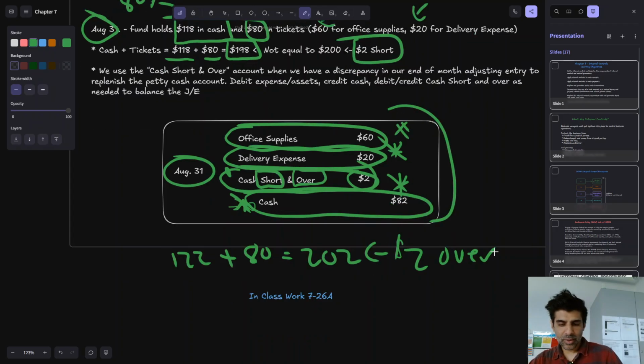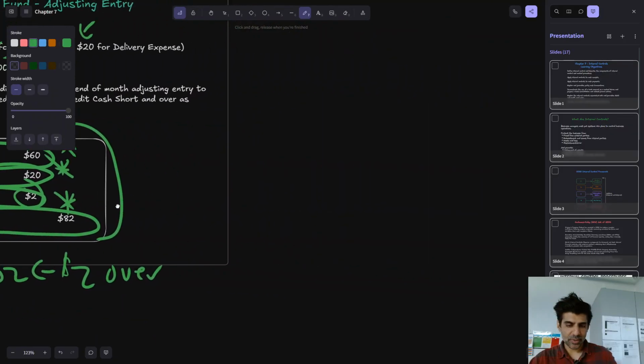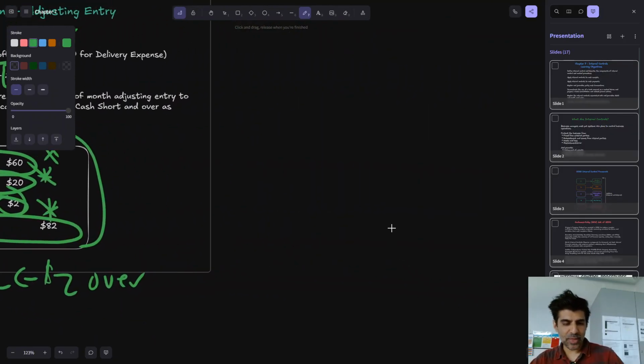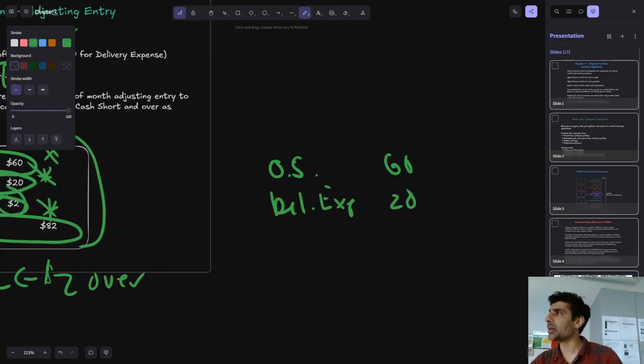Basically, how that would have changed our journal entry, we would still have the same thing. We would have office supplies, $60, and we would have had delivery expense, $20, because those were tickets that we had filled out.